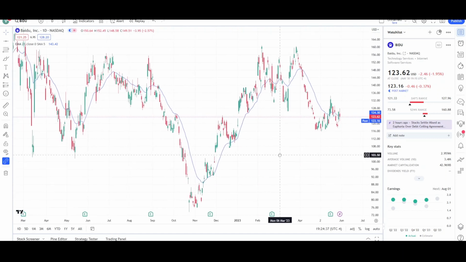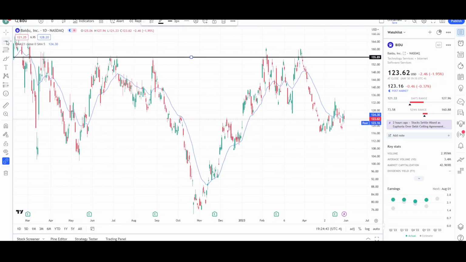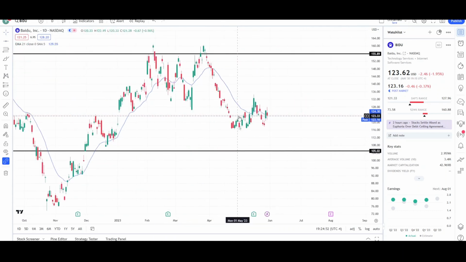Well, the chart still looks bearish. We can see the overall pattern right over here. Looks like there is resistance at the 155 level, and strong support at a little bit lower level at the 105 level. So price is just kind of going back and forth in this ranging pattern.